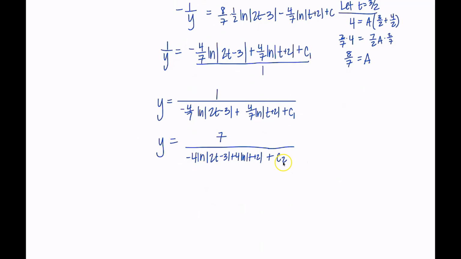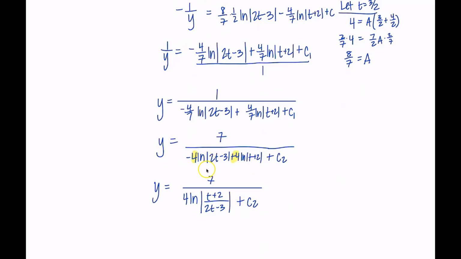Because I'd multiply through by 7, so this is going to technically change whatever this constant was in the previous line. Now there is a little bit more simplifying that I could do here. I could factor out a 4 so that I could combine these logs together. So I could say 7 over, and then if I take out a 4, then I'd have natural log of the absolute value of the positive one would be on top. t plus 2 would be on the top, and then 2t minus 3 would be on the bottom, plus c2. So I'm factoring out the 4, and then that's going to leave me with natural log of t plus 2 minus natural log of 2t minus 3.